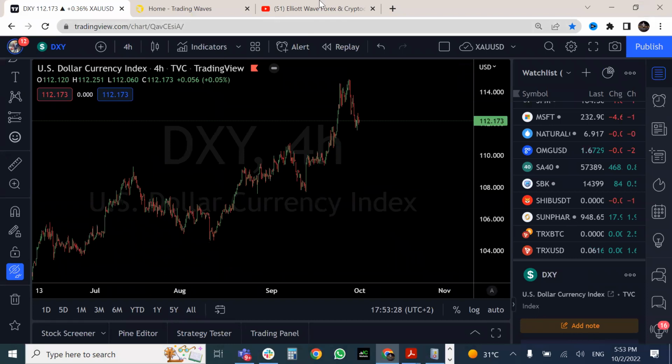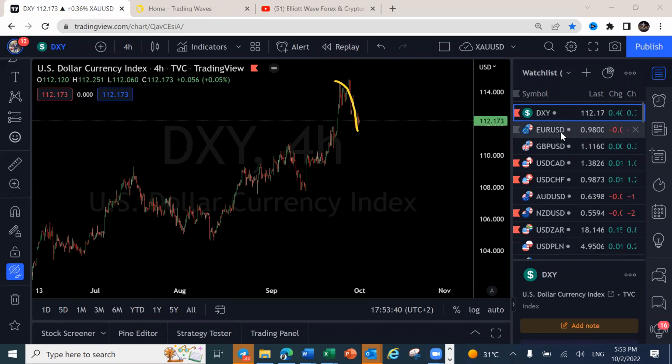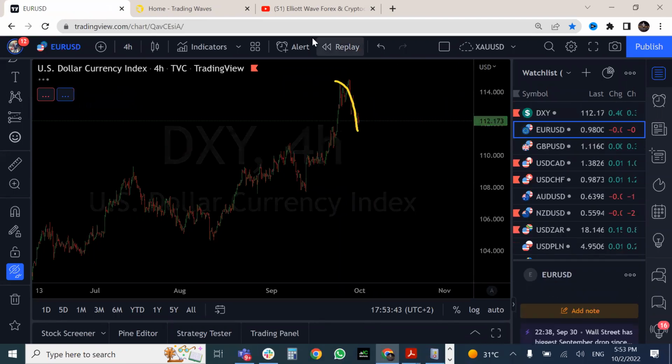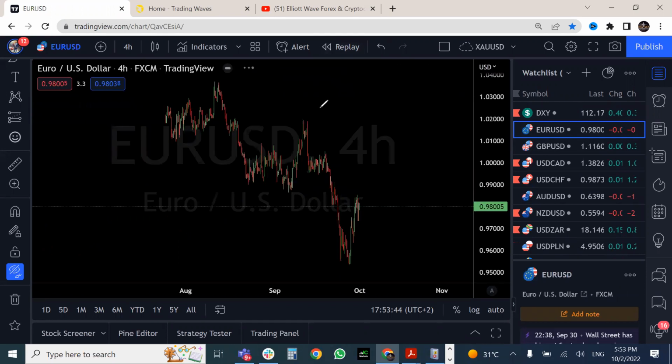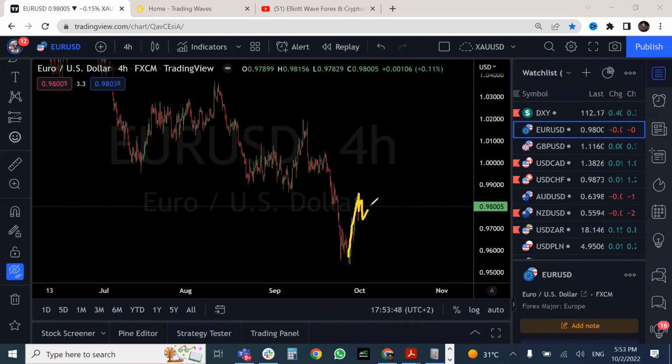If you look at the DXY 4-hour chart, you'll see that we've got what looks like a pullback, and we've got a similar thing on the Euro US dollar. Now, is this the reversal on Euro US dollar, and is that the end of the move as far as the DXY is concerned? Those are the two questions that we're looking at. Have we reached the end of the move on the DXY, or on Euro US dollar? But that's not where I want us to focus today.